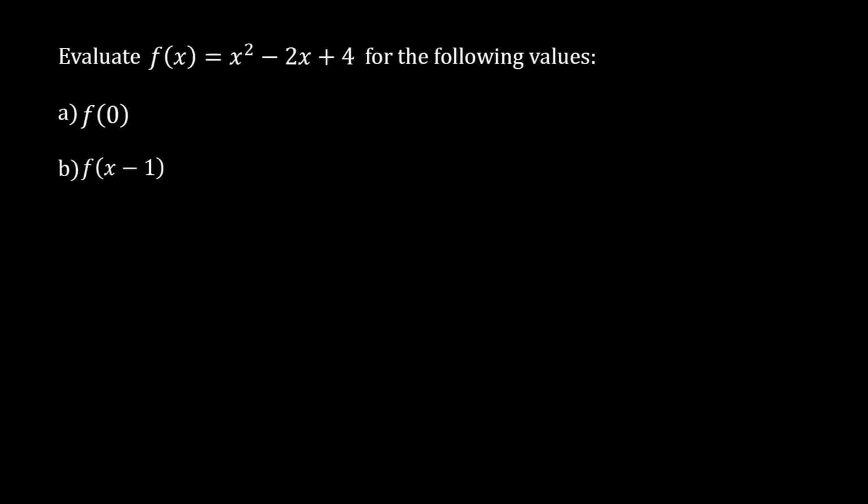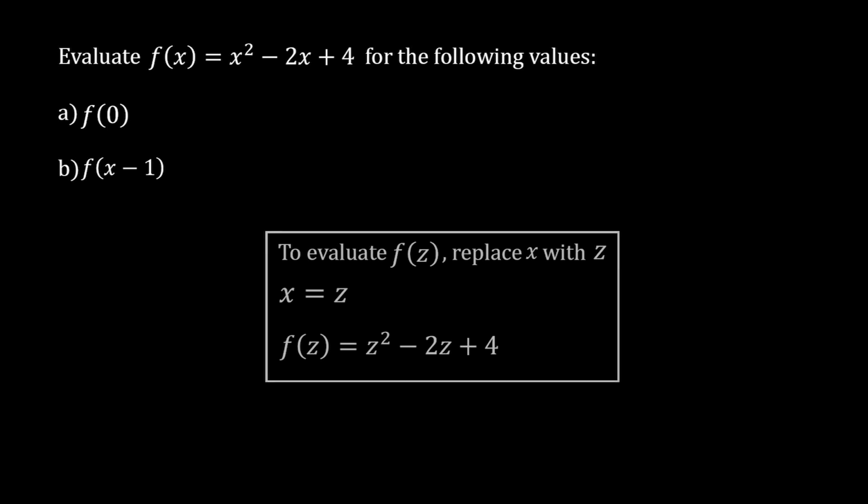Evaluate f of x equals x squared minus 2x plus 4 for each of the following values: a, f of 0, b, f of x minus 1. You can pause the video here and try to do it yourself. To evaluate f of any variable z, replace x with z in the equation.